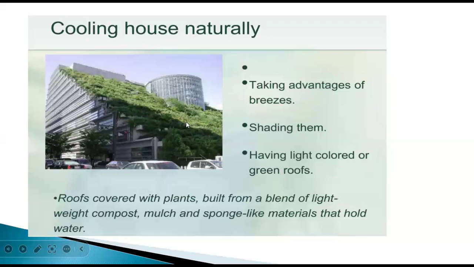A roof covered with plants, built from a blend of light-weight compost and sponge-like materials that hold the water. This is one of the natural ways of cooling the house instead of using air conditioners. Like this, we can cool the house naturally. This helps reduce energy consumption.